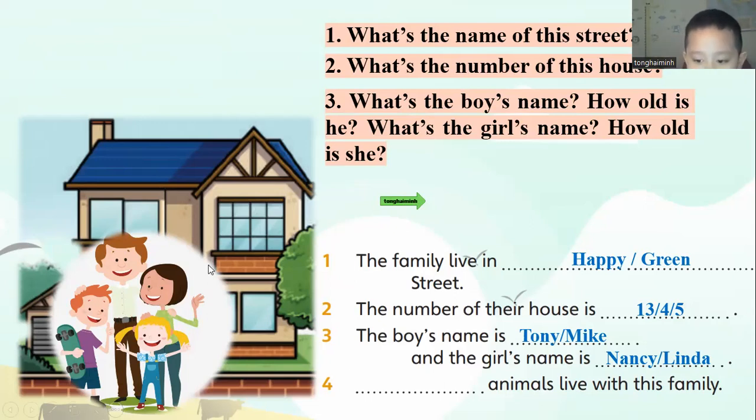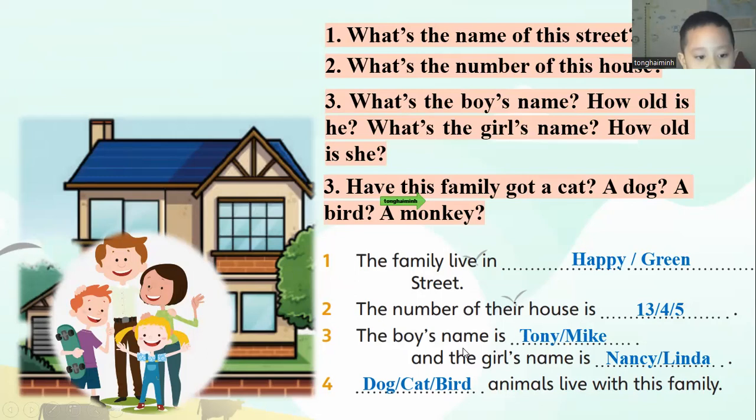Okay, very good. So can you see any animals in their house? Okay, we can say dog, cat, or bird. Animals live with this family, or there are no animals living with this family. Okay, so now, Min, thank you for answering all my questions. What about you?